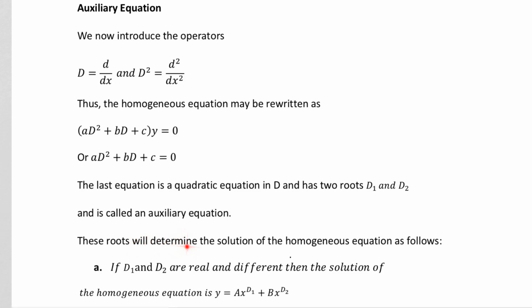These roots will determine the solution of the homogeneous equation as follows. A. If D1 and D2 are real and different, then the solution of the homogeneous equation is this: y is equal to a into e to the power D1 x plus b into e to the power D2 x.